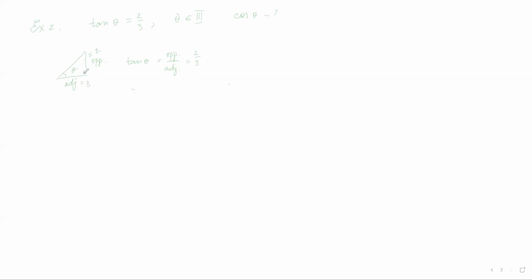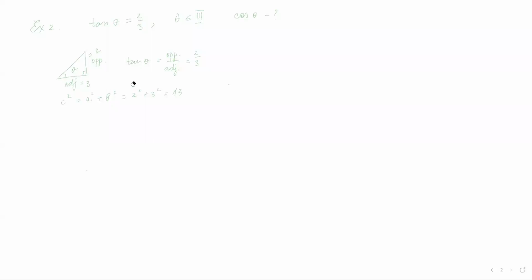Because it's a right triangle, we can calculate the hypotenuse using the Pythagorean theorem, right? Hypotenuse c squared equals a squared plus b squared. And in our case, it's going to be 2 squared plus 3 squared, which is going to give us what? 4 plus 9 is going to give us 13.